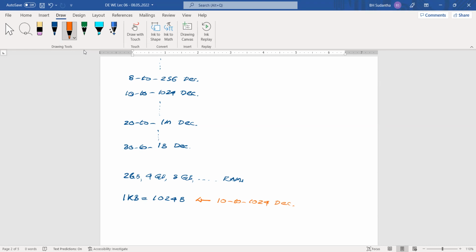Okay. Then see, a 10 to 1024 decoder, we need that when you have 1 kilobyte. If you have 1 megabyte of memory, how many lines? It should be a 20 to 1 million decoder we need.